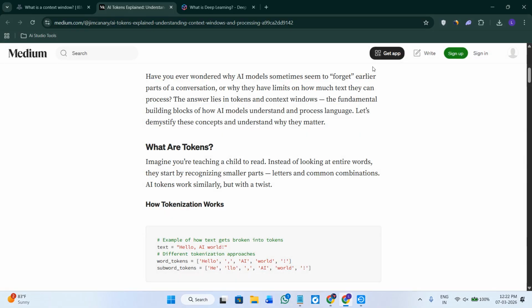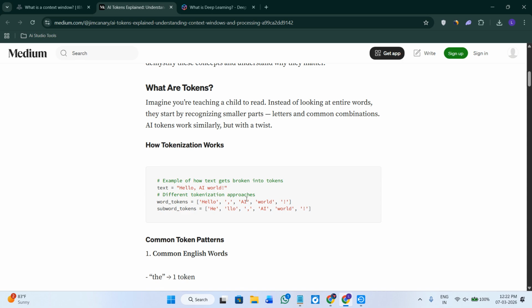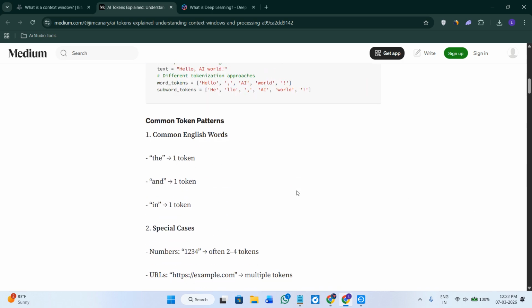AI models don't read text the same way we humans do. Instead of processing the full sentence at once, they break the text into smaller pieces, which are called tokens. Now, a token can be a word, a part of a word, or even punctuation. For example, a sentence like "AI is changing the world" might be split into several tokens like AI, then is, then changing, the, and world. You can take a look at it in this particular example. Now the AI processes these tokens one by one and predicts the next token when generating a response.